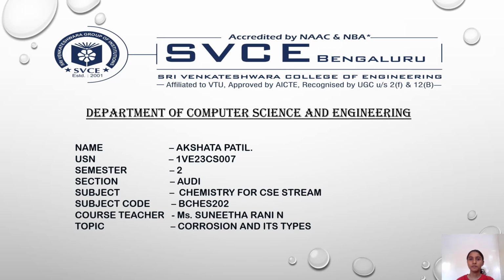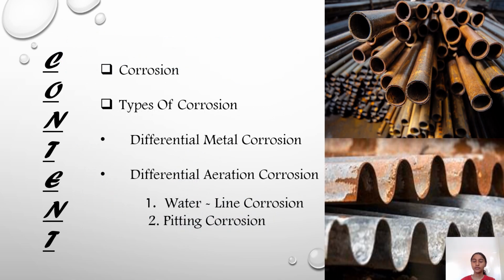I am Akshata Patil from Sri Venkateswara College of Engineering, Bengaluru, and today's subject is chemistry and the topic is corrosion and its types. In this video, we will discuss the following points. First one is what is corrosion. Second one is types of corrosion. In that, first we will discuss differential metal corrosion. Second one, differential aeration corrosion. In differential aeration corrosion, we will discuss waterline corrosion and pitting corrosion.